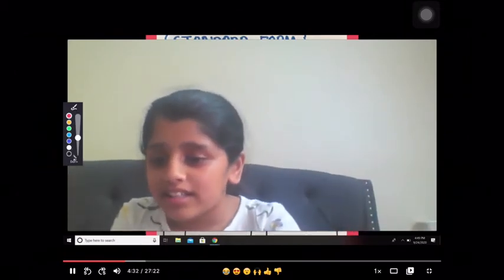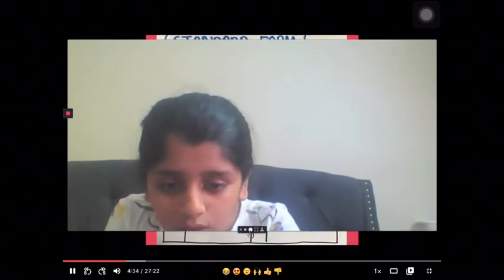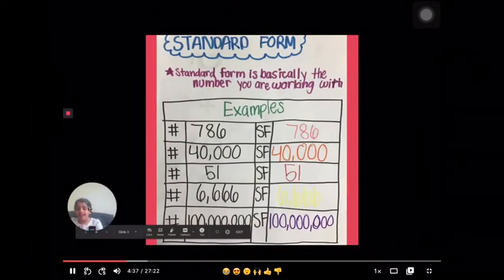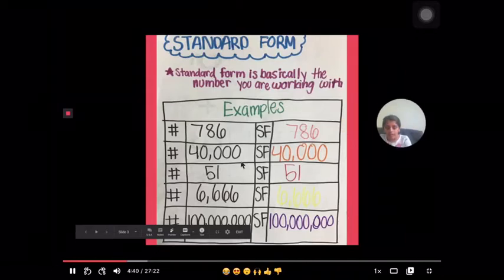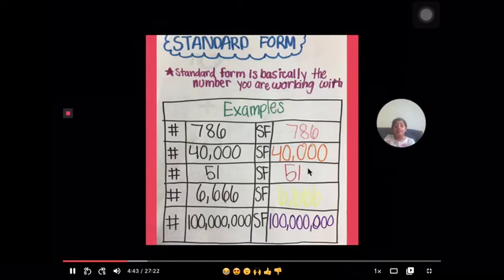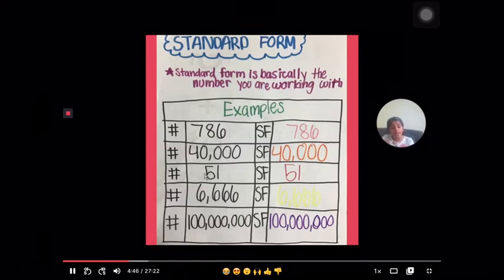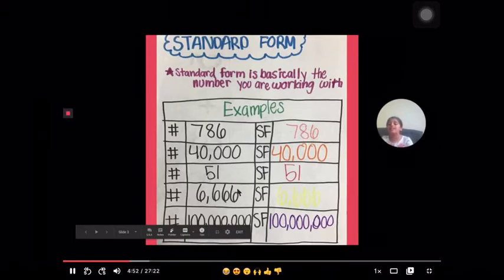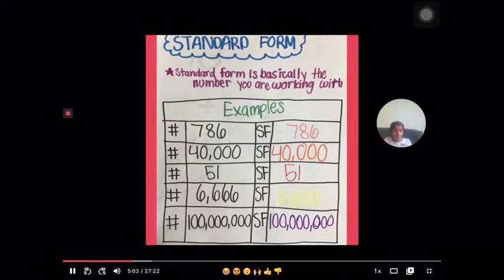So we know that if we have 40,000, the standard form is 40,000. 51 standard form is 51. 6,666 standard form is 6,666. 1 million standard form is 1 million. No matter how big the number is, the standard form is the same number. Even if it's the biggest number, you have to write all those zeros. That doesn't matter. It's the same number. That's just what standard form is, okay?